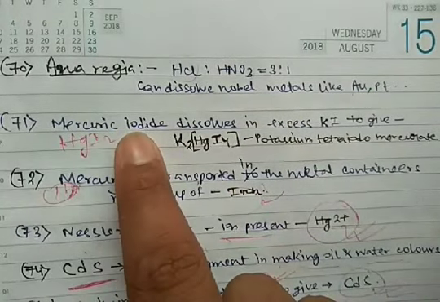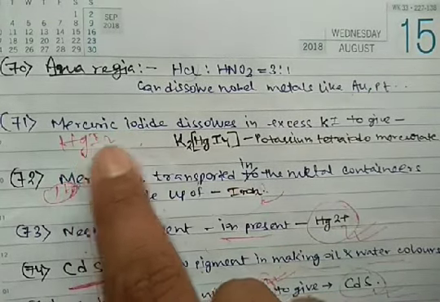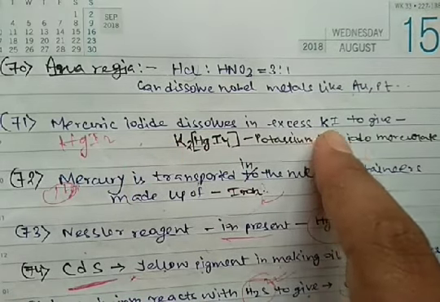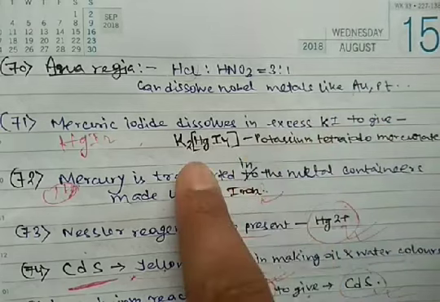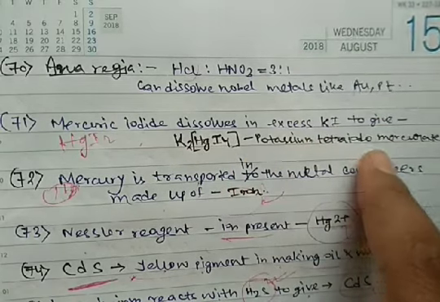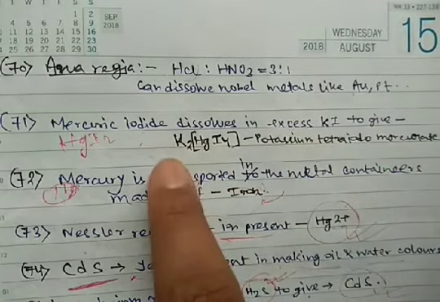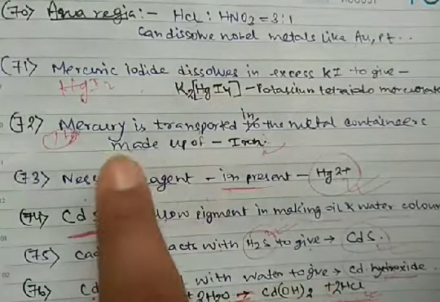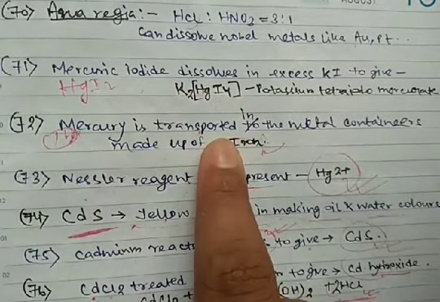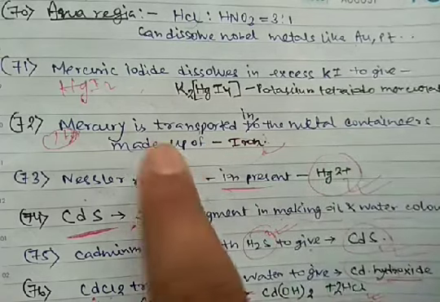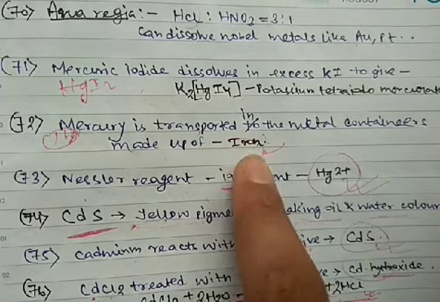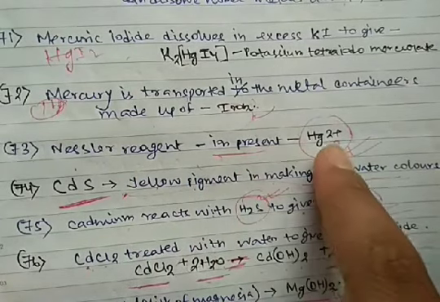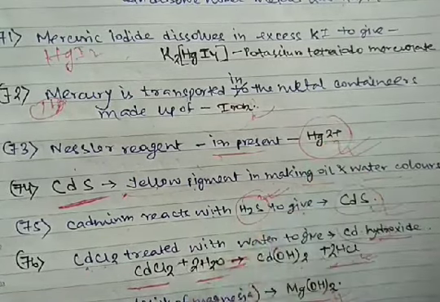Mercuric iodide, formula HgI2, dissolves in excess of KI, that is potassium iodide, to give potassium tetraiodomercurate, the formula is K2HgI4. Mercury is transported in metal containers that are made up of iron. In the Nessler reagent, the ion present is Hg2+.